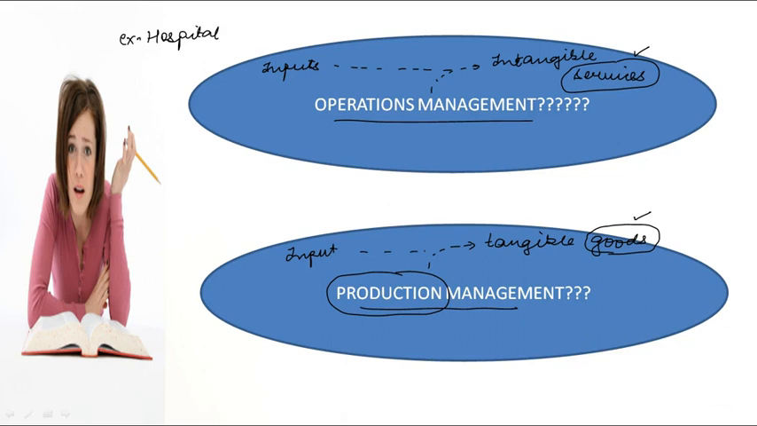बताओ जल्दी से, क्या है ये दोनों में से? Hospital, operations management. Okay. Coaching class is operations management or production management? Sir, it's again operations management. Okay. Amul Dairy.